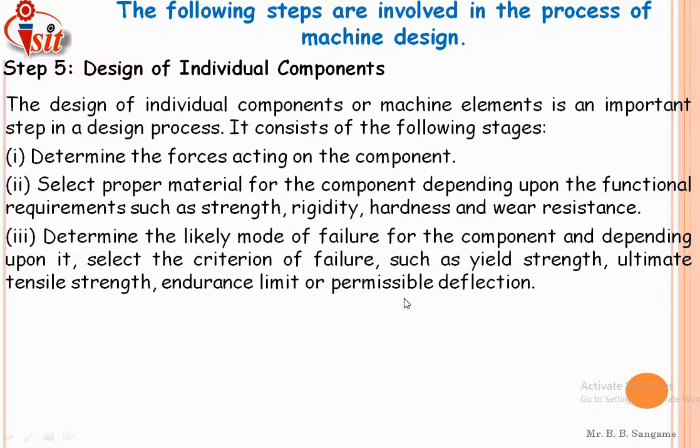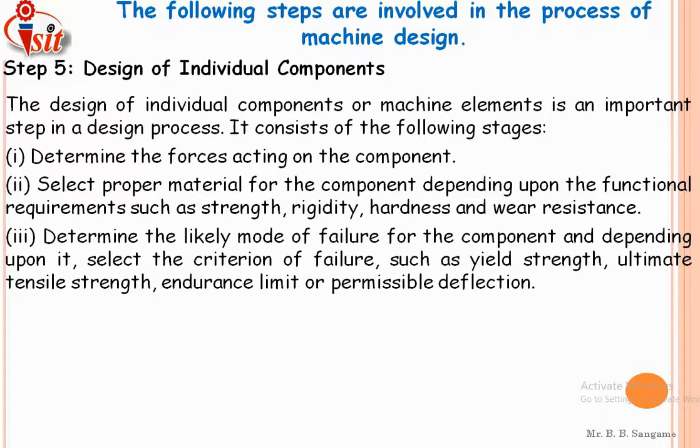Now yield strength or ultimate tensile strength will depend upon which kind of failure will occur, whether it is a ductile material or brittle material, or whether that element is subjected to reversed loads, fluctuating loads, impact loads. Depending upon the nature of the load acting on the component, the material will undergo different types of failures.